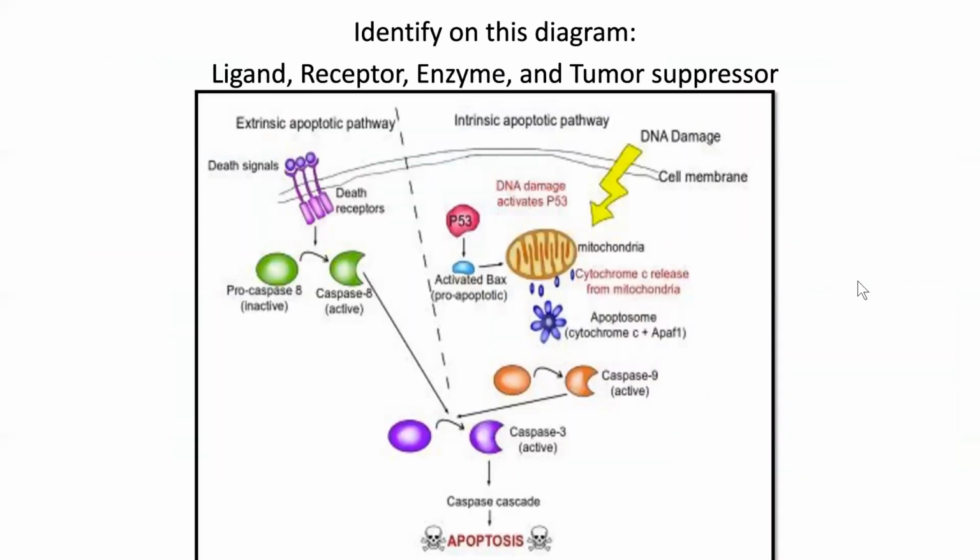I want you to check out this diagram. This is a diagram for causing a cell to do apoptosis. It's going to be programmed cell death. And on this diagram, I want you to identify the ligand, the receptor, an enzyme, and a tumor suppressor.